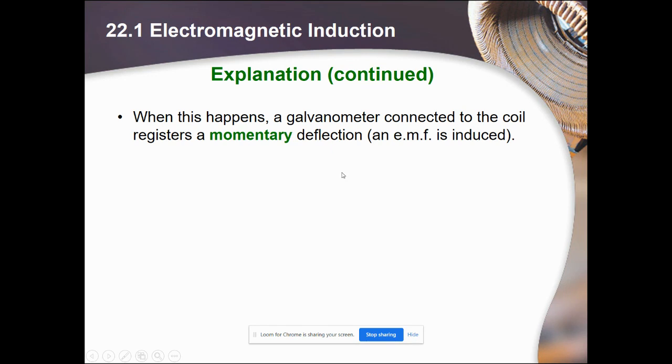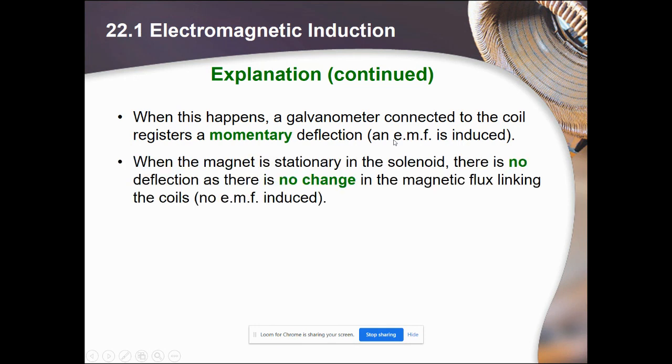Whenever there's a change in magnetic flux linking the coil, there will be a momentary deflection. The galvanometer shows that there's a current flowing inside and it's a momentary one. You see that the deflection goes and comes back again. So it's a temporary one, and we say that an EMF is induced and therefore current flows.